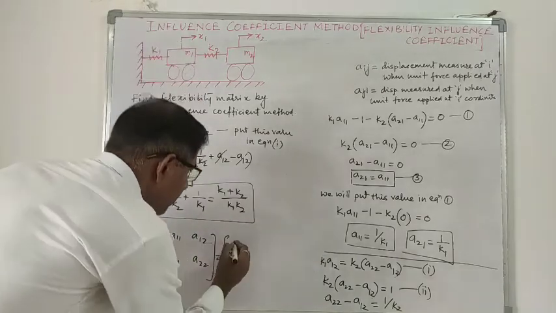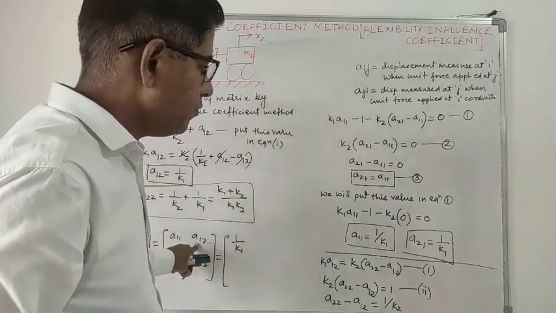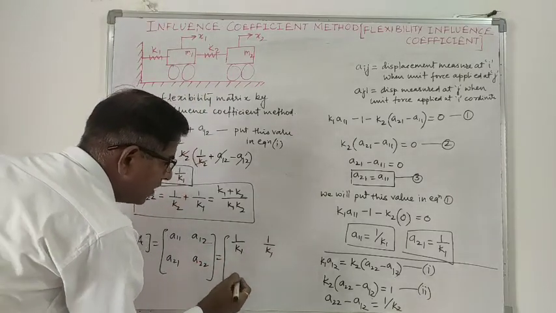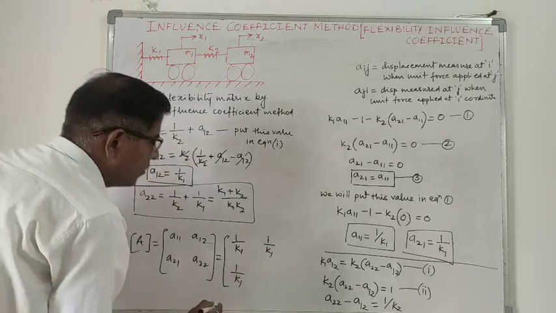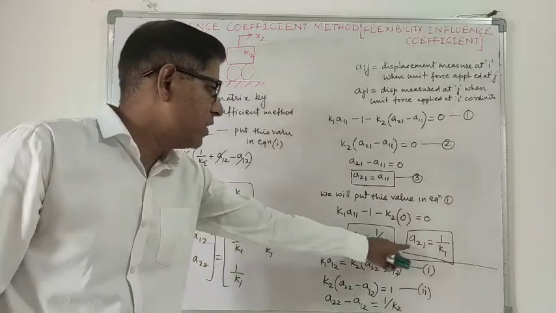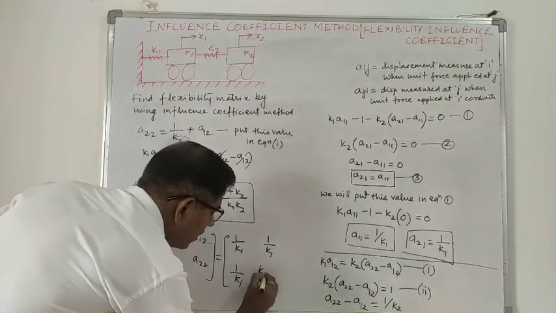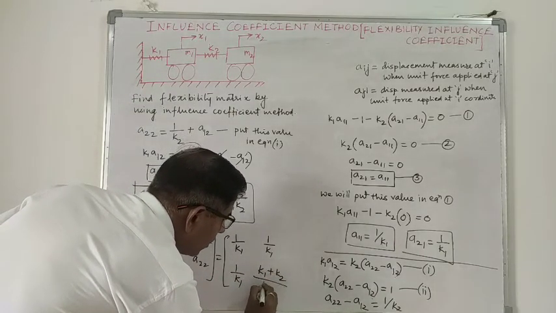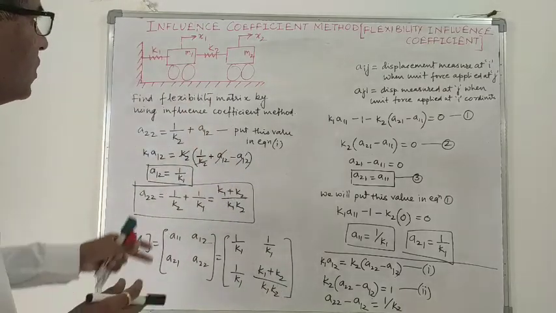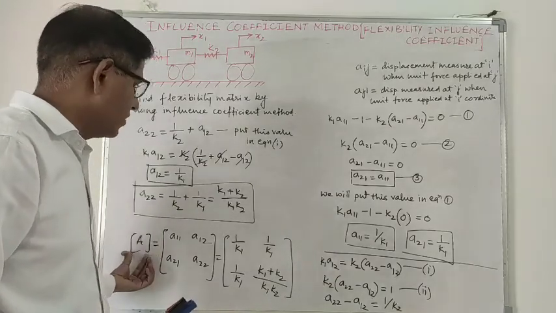So put the values here. A11 is what? 1 upon K1. A12 is what? A12 is 1 upon K1, and we know that the reciprocal values are always same, and through calculation also we have obtained the same value as A21 as 1 upon K1, and A22 is K1 plus K2 upon K1 K2. So this is how we have obtained the flexibility matrix by applying the influence coefficient method.